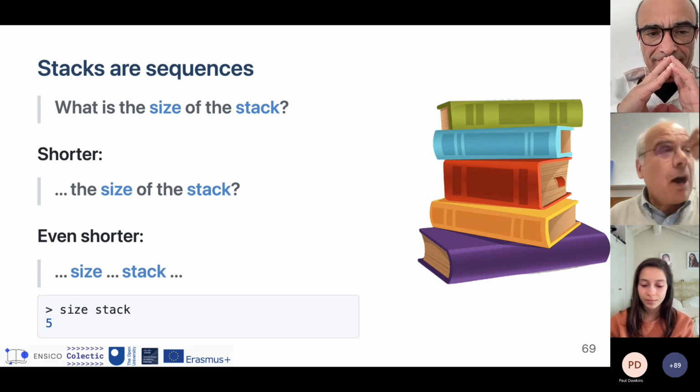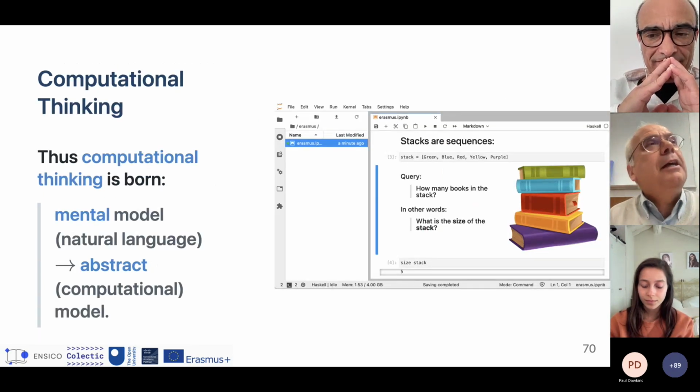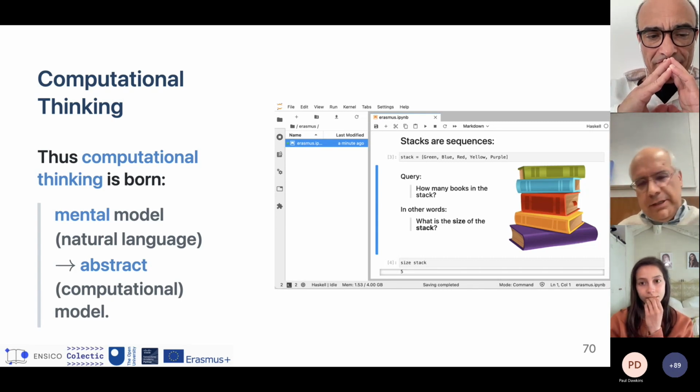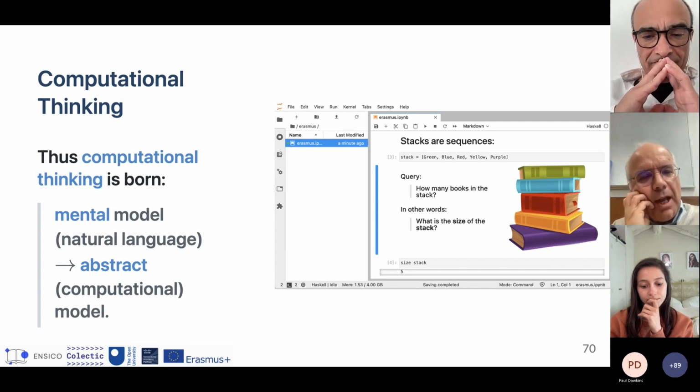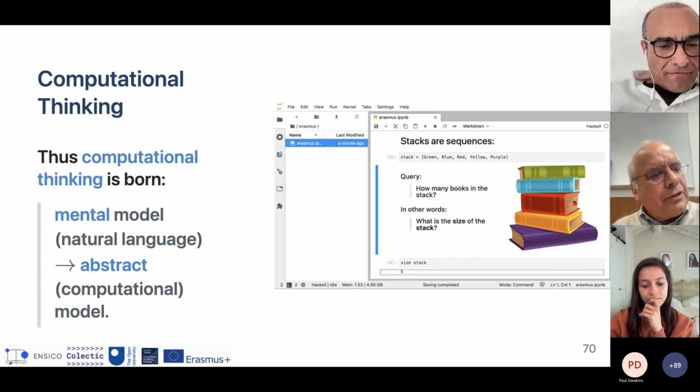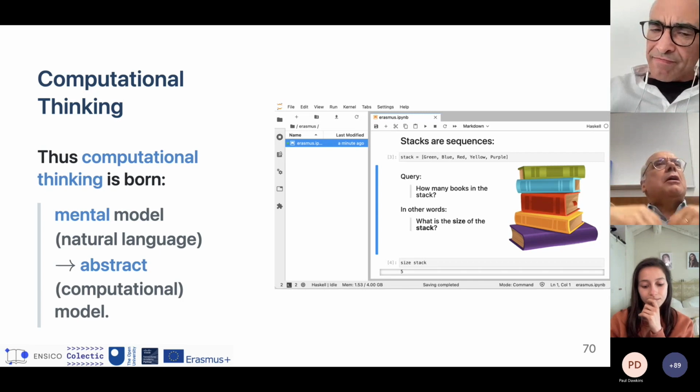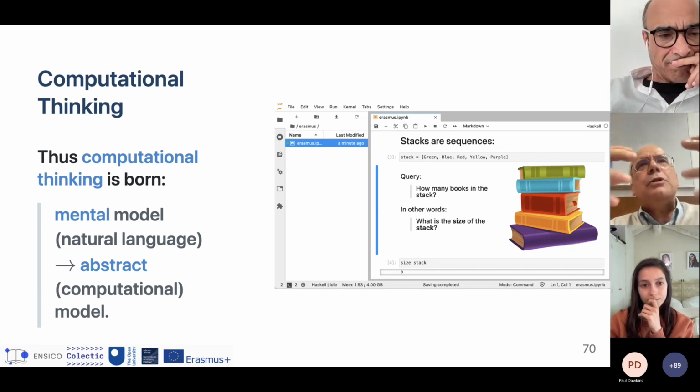So now we are fulfilling the path to computational thinking. This is actually computational thinking. How is it born? It is born out of mental models that we express in our natural language, and maybe graphical, okay? And it goes abstract and then goes computational. Some people think that you are thinking computationally when you are using a computer. It's not true. I can have computational thinking without a computer, and somebody else in a computer is not thinking computationally.